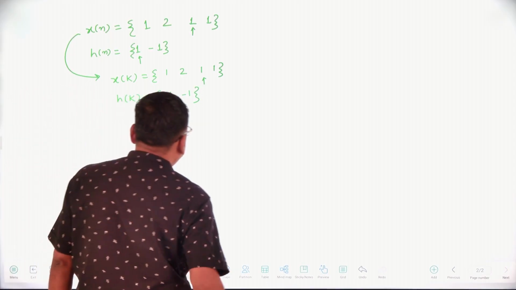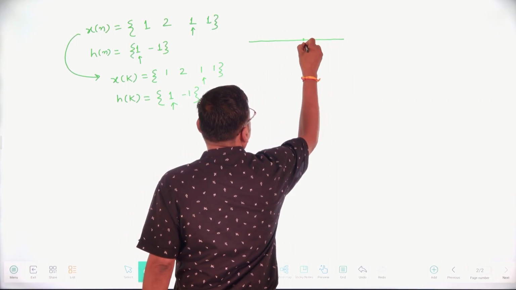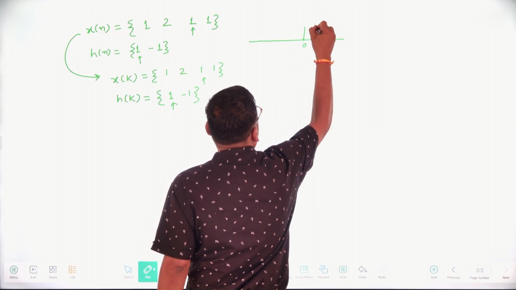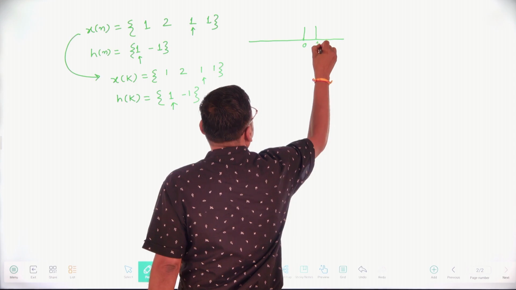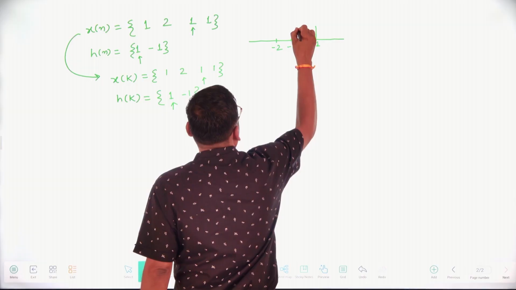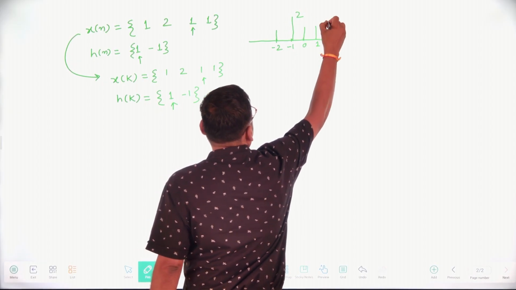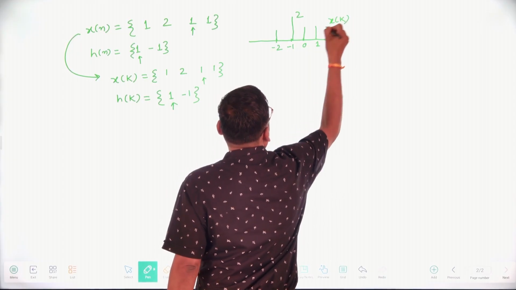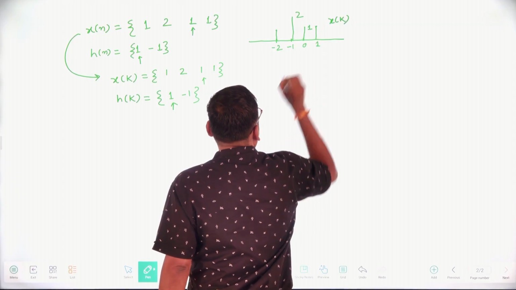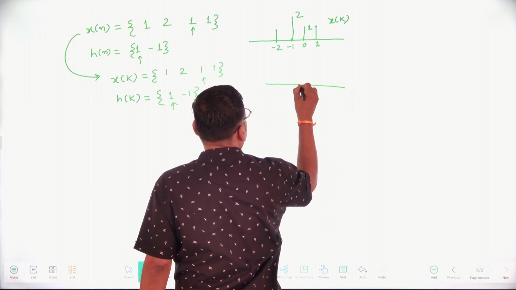In the graphical representation of the sequence, this is 0 for n equal to 0, this is 1, this is also 1, this is -1, and this is -2, and this is 2, and also this is 1. This is your x of k. Then h of k here, that is for 0.